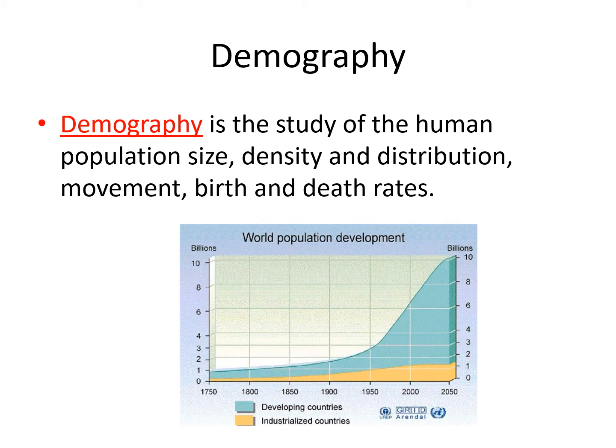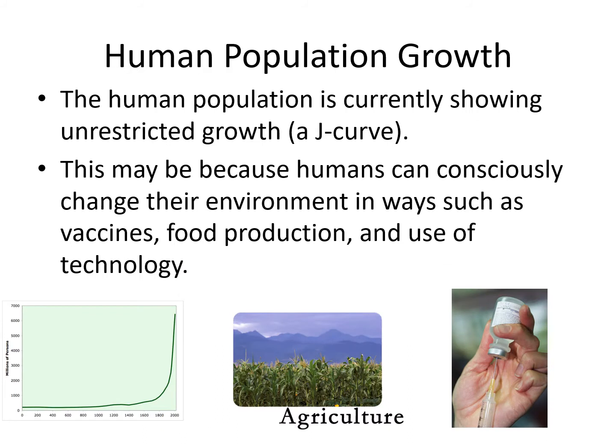Well, we can take this data and we put it together when we're studying humans in what's called demography. It's the study of human population size, density, distribution, birth rates, death rates, and how things move, which is migration. So when we look at human population growth, right now, the human population overall is showing unrestricted growth, which is this green graph down in the corner, and this is what we call a J-shaped curve.